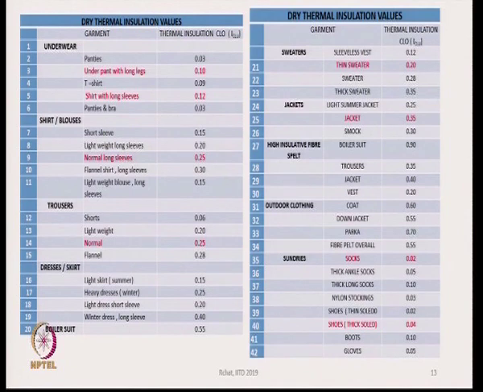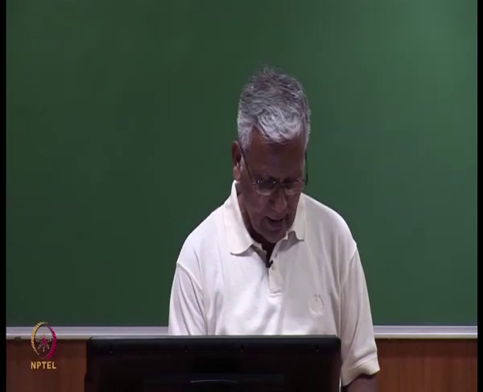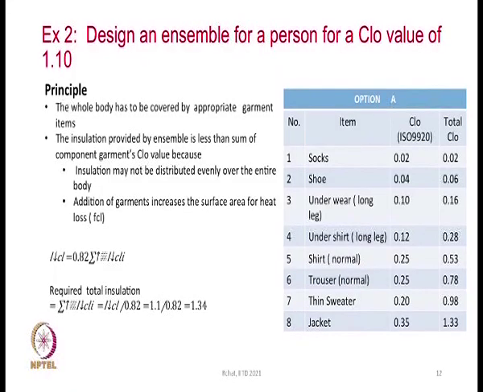So, this table is, for us, a kind of database. We make use of this table to choose items so that we can cover the entire body of the person and get our desired value of 1.34. So, we have chosen these items: socks, shoes, underwear, undershirt, then a shirt, a trouser, a thin sweater and jacket. And clo values have been taken from the table, and if we add them, the sum is stated here; we reach a value 1.33, close to 1.34.